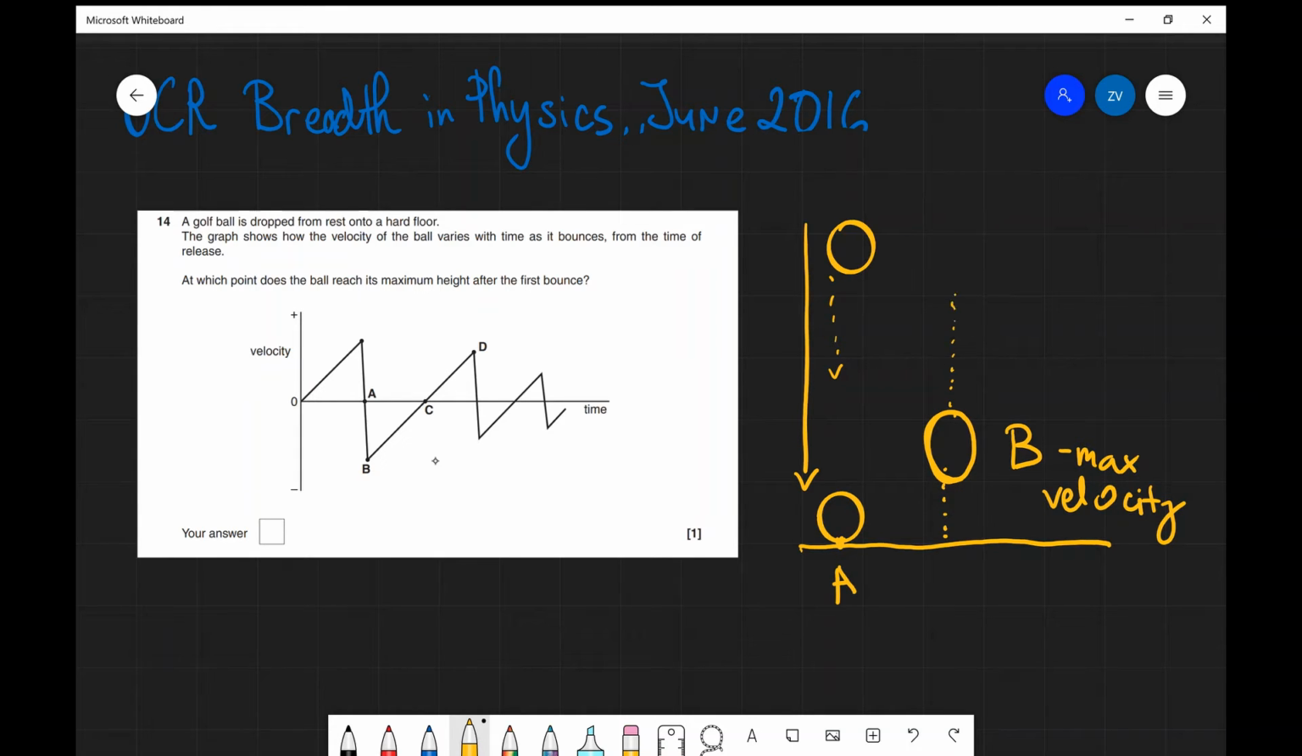Now as it bounces back, it's going to reach maximum height straight after that. So this is going to be point C, and we can see that at point C the speed is 0 again. So the speed is 0 at max height, v is equal to 0. Additionally, it's also 0 when it hits the ground, but for our purposes, at which point does the ball reach its maximum height after the first bounce, this is going to be point C.